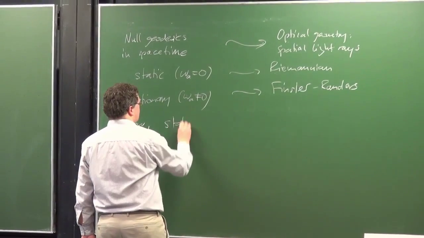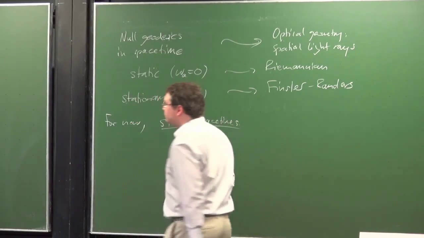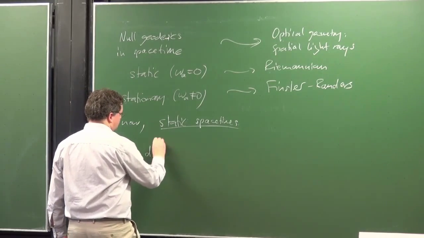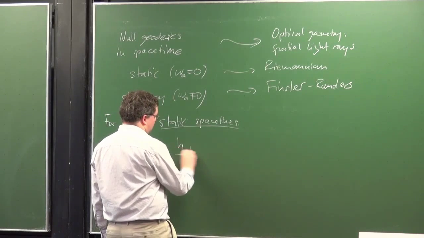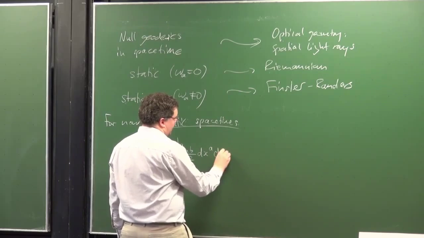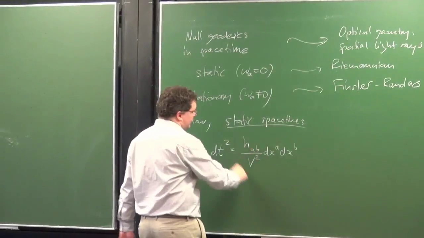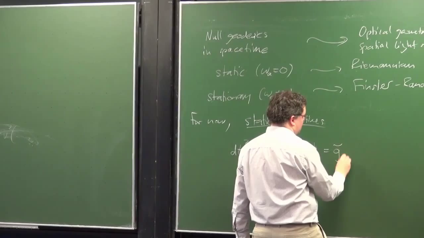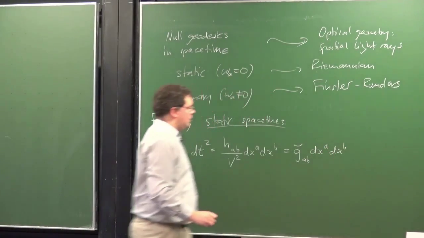So for static spacetimes, from what I've written down over here, the line element will be dt squared is h ab over v squared dx^a dx^b. Now we have a line element in a three-dimensional Riemannian space, where this is called the optical metric. Let's call it, I don't know, g twiddle ab dx^a dx^b.